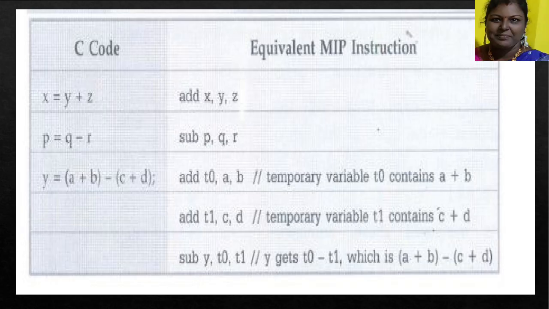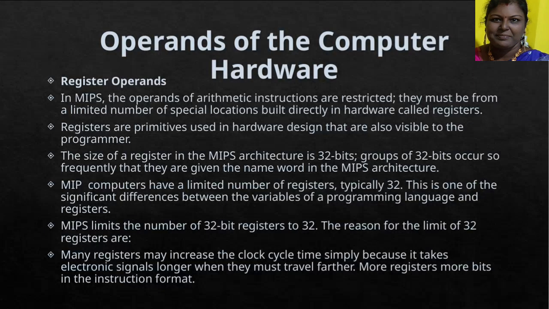In MIPS, arithmetic instructions don't just work with any data. They have to use operands stored in special places called registers. These registers are built right into the hardware, and they're visible to us as programmers. Each register holds 32 bits, which MIPS calls a word. Now, MIPS only has 32 of these registers. That might seem small compared to variables in a program, but there's a good reason. More registers mean slower signals and more complex instructions. So the limit keeps things fast and efficient.